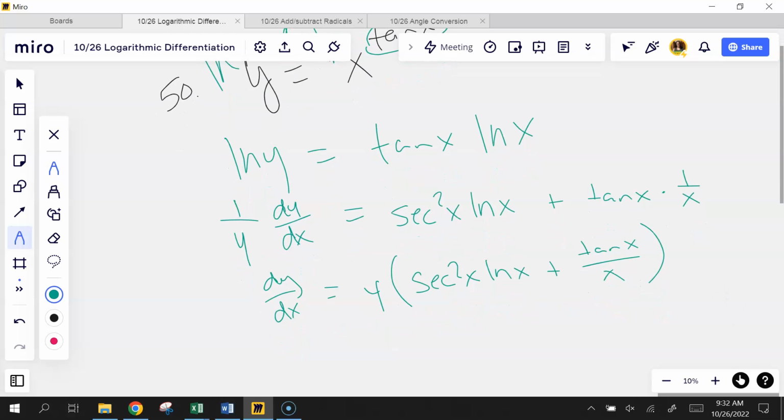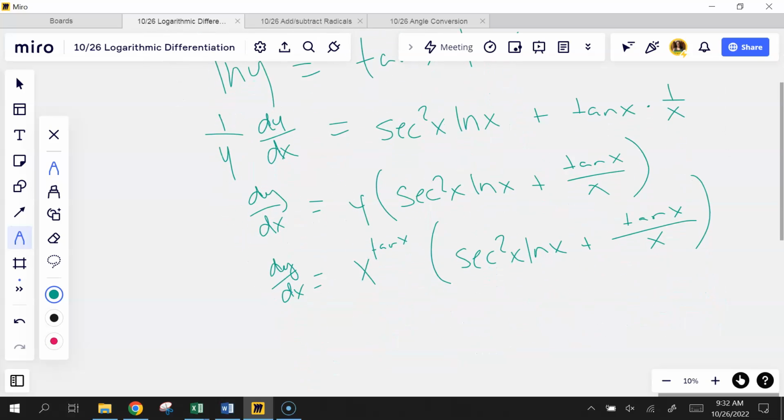And now what was y? y was x to the tangent x times secant squared x log x plus tan x over x. I'd probably leave it like that. I mean, you could give the first one an x top and bottom and combine them over the same denominator, but I'm probably stopping there. Trig and logs, yeah.